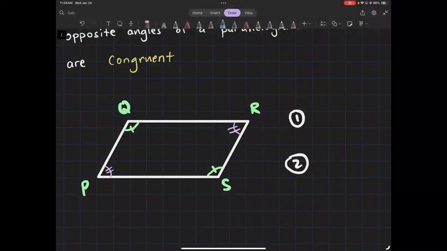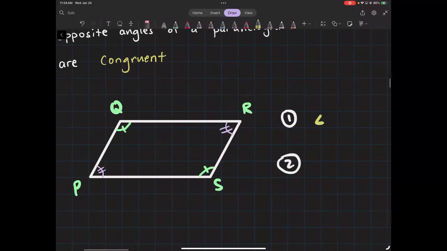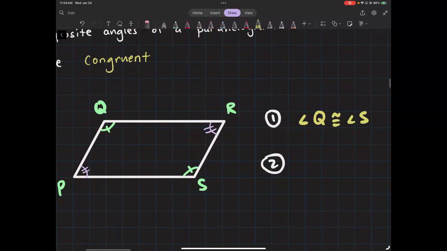Okay, so let's just write them. You guys tell me, what's the first one you want to write? So angle Q. Oh, I heard Q first. So angle Q is congruent to angle S, and then angle R and angle P.